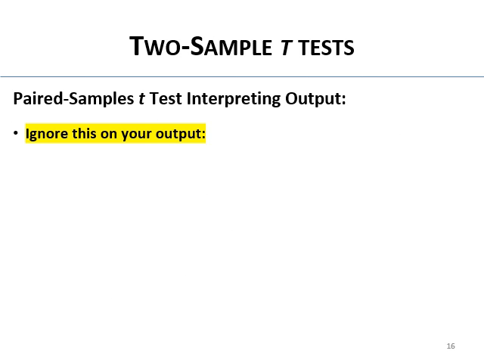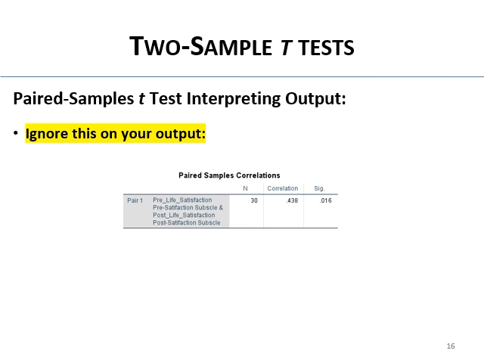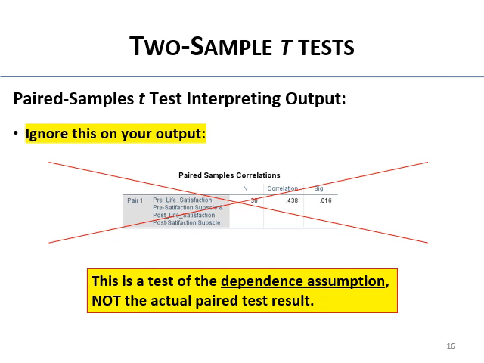So on your output, when you're looking at it for the assignment this week, you want to make sure you ignore this thing, paired samples correlations. This is not the t-test. This is a test of the dependence assumption, right? So dependence: do the scores pre correlate with the scores post. That's what this is. And this is not your paired samples T. So ignore this. It is a test of the dependence assumption, not the actual paired T test result.